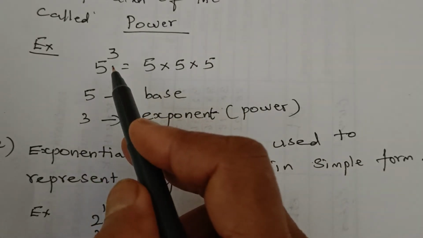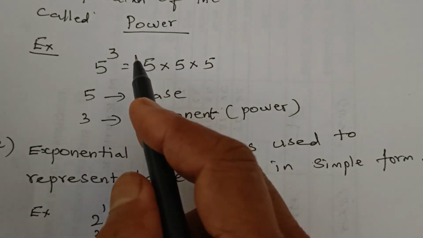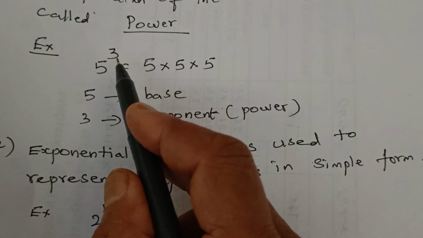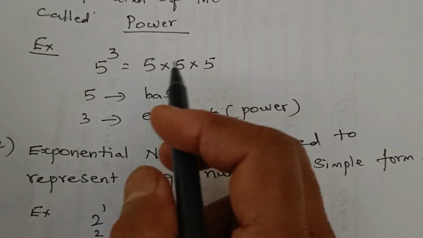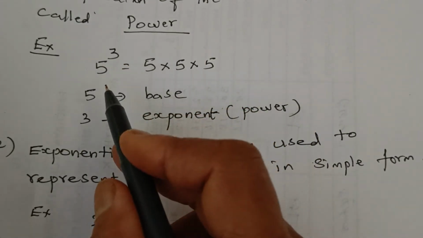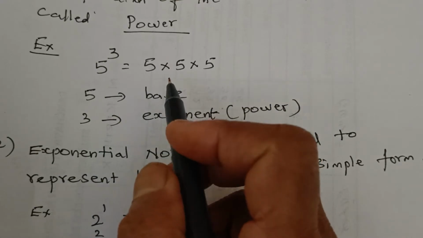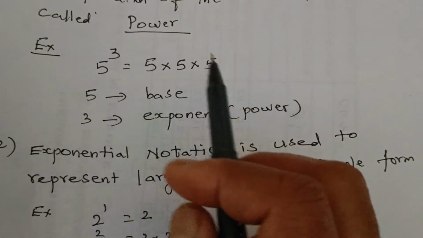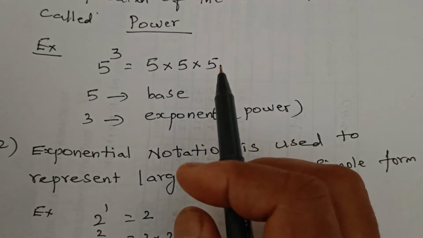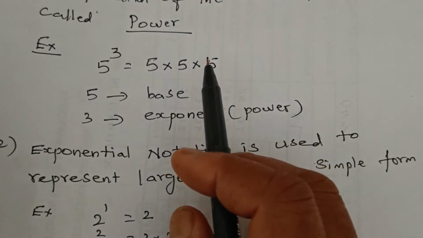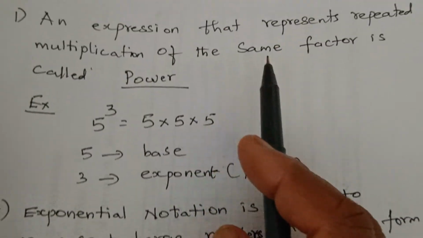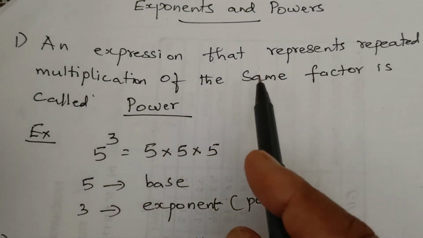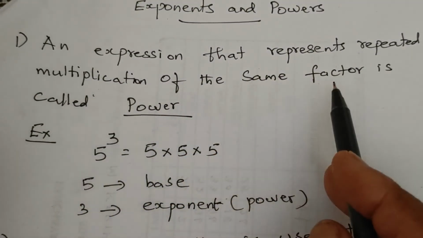Understood now? So 5 to the power 3, the power can be any number. If it is 5 power 5, then multiply 5 five times. If it is 10 power 7, multiply 10 seven times. So the basic thing you must understand is that it is repeated multiplication. The very basic concept of exponents is the repeated multiplication of the same factor. That's very important, of the same factor.